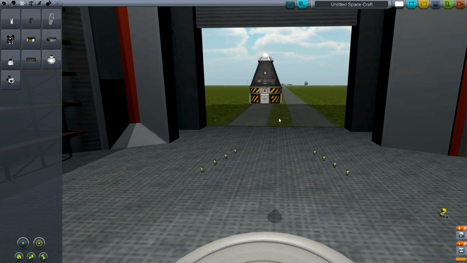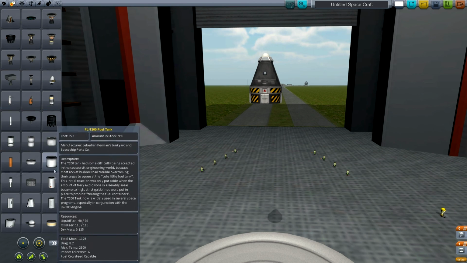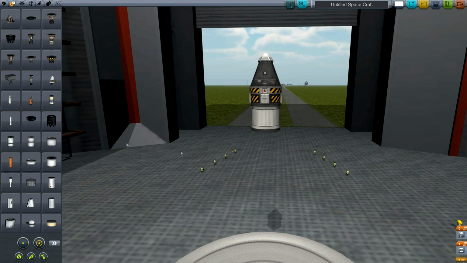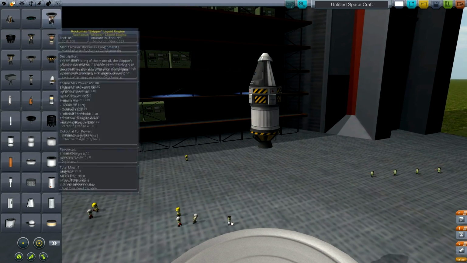So because it's all being done in a single manoeuvre, it also makes sense to have the lander only as one stage. So let's stick a fuel tank on here. We'll start with this one, the T200, nice and small, and the LV909 engine. We're also obviously going to need something that gives us a delta V readout.